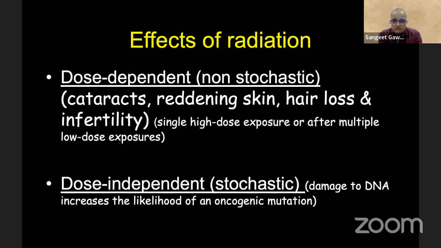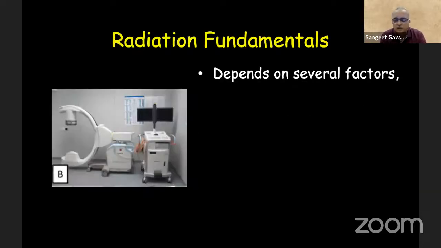The effect of radiation can be non-stochastic, that is, these are dose dependent, and these can be cataracts, hair loss, reddening of the skin, and infertility. A single high dose exposure or multiple low dose exposures can result in non-stochastic effects of radiation. Stochastic effects are dose independent, and can be damage to the DNA, an increase in the likelihood of oncogenic carcinoma.